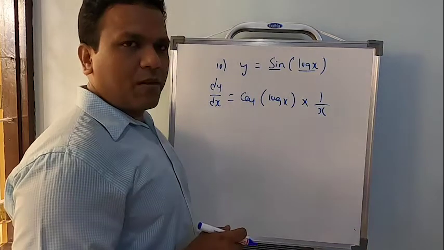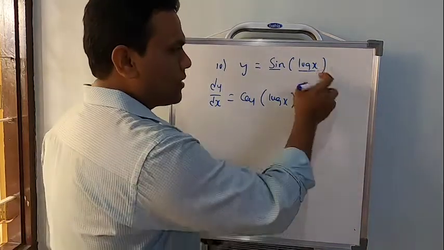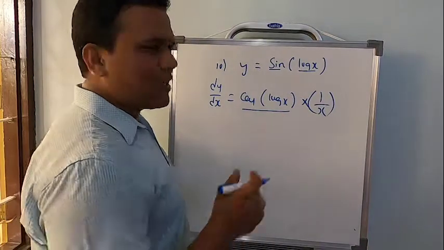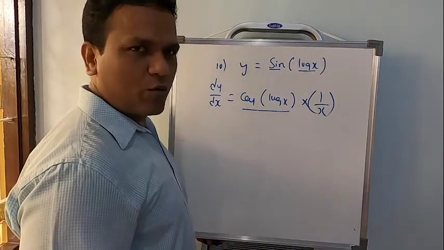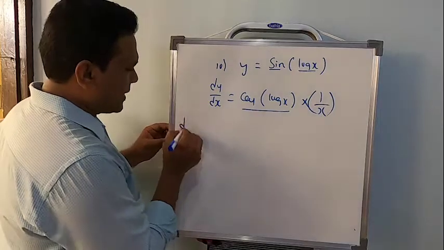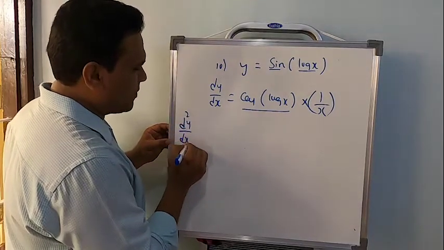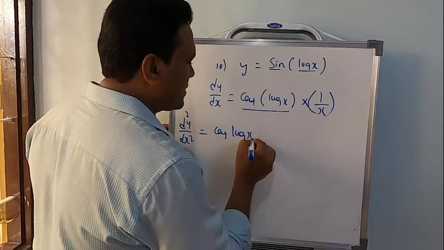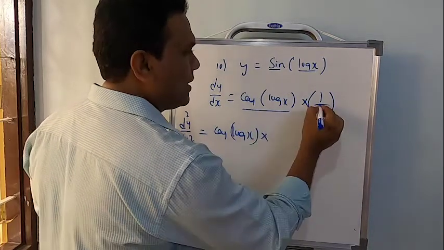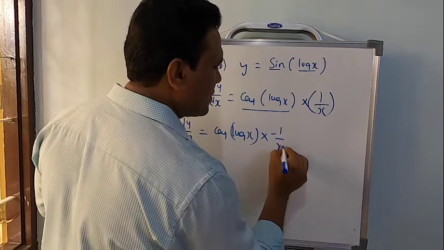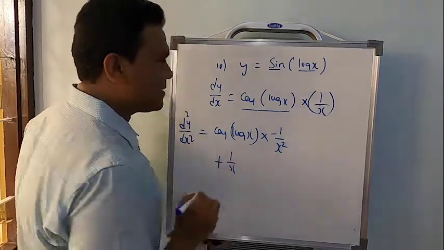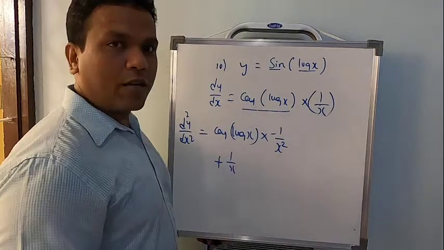This actually can be done by product rule also if you are taking this as second function and this as first function. I think it's better if I do the product rule. Otherwise, I have to invite quotient rule here. So I will start the second order derivative d square y by dx square. First function is cos of log x as it is, multiplied by derivative of 1 by x, minus 1 by x square, plus 1 by x as it is, derivative of cos of log x.